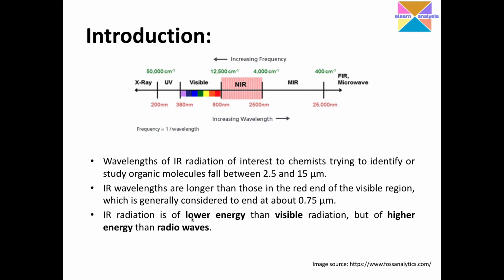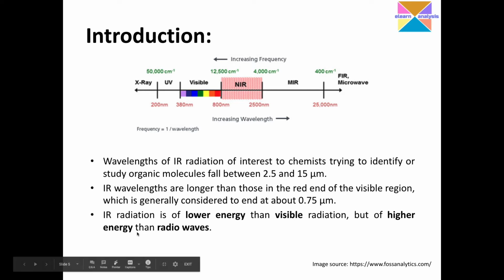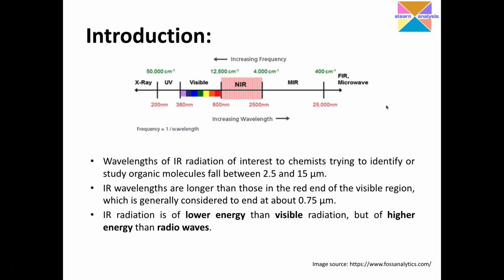The IR radiation is of lower energy than visible radiation, but of higher energy than radio waves. So the radio wave is lying right at the right side of this infrared region, and on the left of this infrared region is the visible region, which is more energetic compared to the infrared radiations.